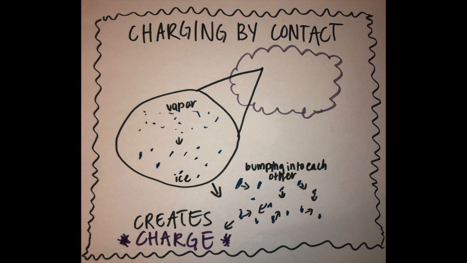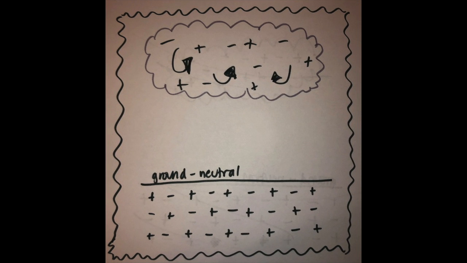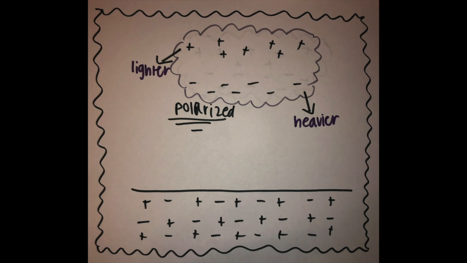This creates an electric field surrounding the thundercloud. We can calculate the strength of the field using the equation shown previously. Since the negatively charged particles are heavier, they sink to the bottom of the cloud, while the positively charged particles are at the top. In other words, the cloud becomes polar.